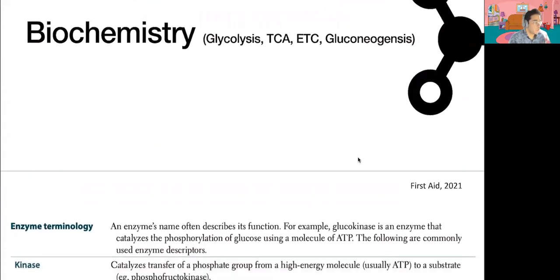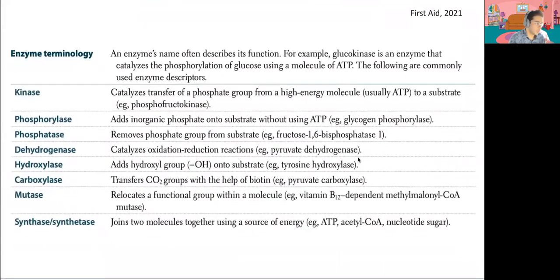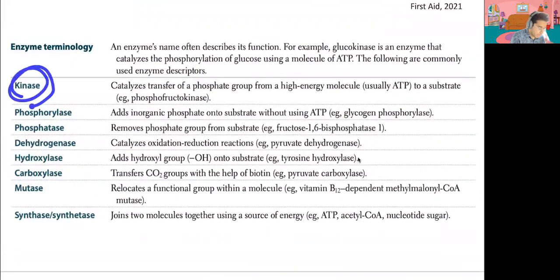Okay. Alrighty. So a little bit of First Aid to kind of get the ball rolling. These terminologies, if you have a good understanding of them, such as what you need to know for your kinases, right? Your kinases, they help catalyze and transfer phosphate groups, right? If you know that, especially components such as ATP, it's going to be really important. Case in point, phosphofructokinase.